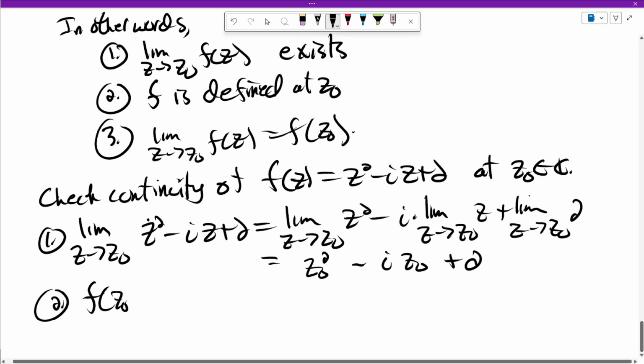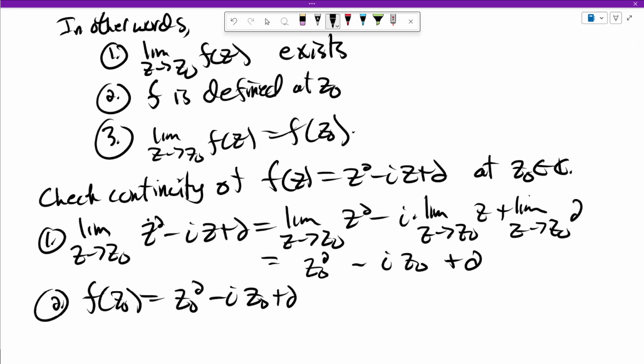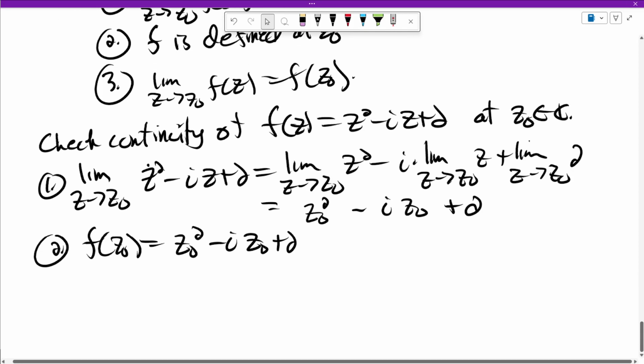f of z naught certainly exists irrelevant of what z naught is. There's no complex number that it doesn't make sense to square, that you can't multiply by negative i, you can't add to a square, and you can't add to 2. No issues whatsoever there. And three, we need to check that they're the same. Well, they're evidently the same. Look at them. That guy is the same as this guy.